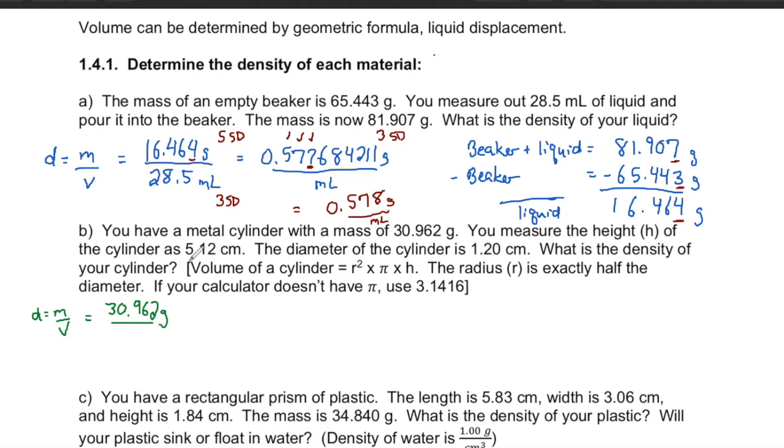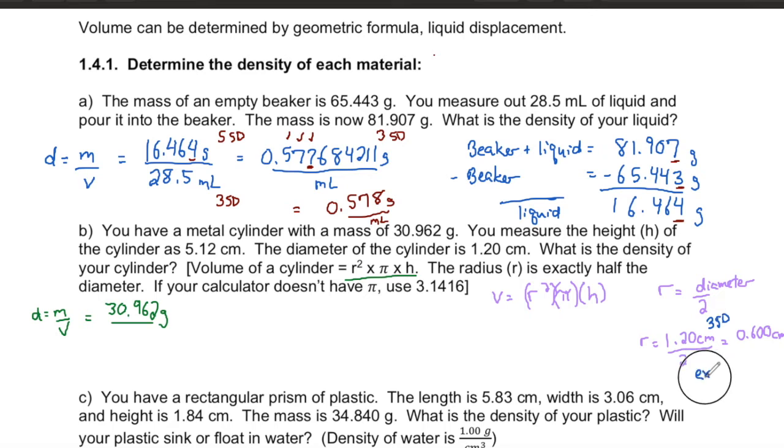And we are not directly told the volume. We took all these measurements of the cylinder, the height, the diameter, and we have this formula to calculate the volume. So the volume is the radius squared times pi times the height. And we're not even given the radius, we're given the diameter. And we know that the radius is exactly half the diameter. So since the radius is 1.20 centimeters over 2, it is 0.600 centimeters. I kept 3 digits because this is a division problem. I had 3 significant digits in my numerator, and I had an exact number in my denominator.